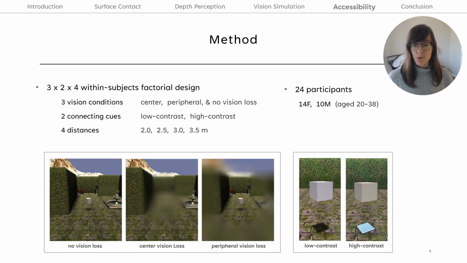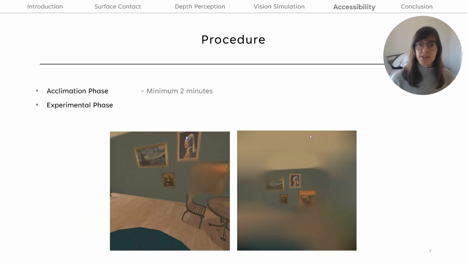Overall, we collected data from 24 participants, 14 of which were female, 10 male, and aged between 20 and 38. And each participant completed a total of 48 trials during the experiment. So with 24 participants, this gives us a total of 846 trials collected overall. A couple of notes on the experimental procedure before we dive into our analyses.